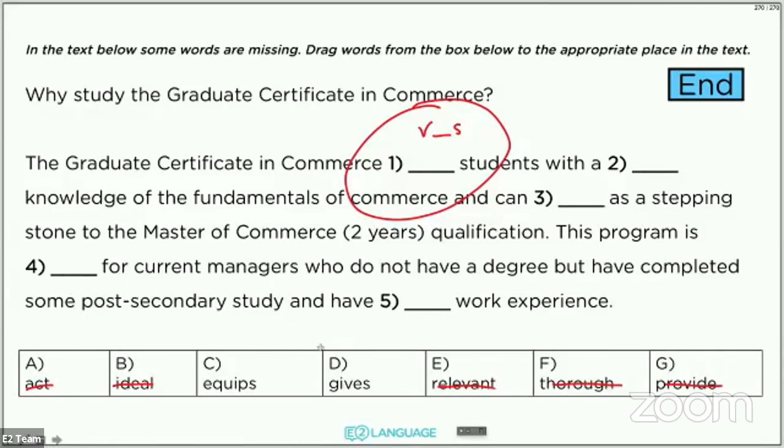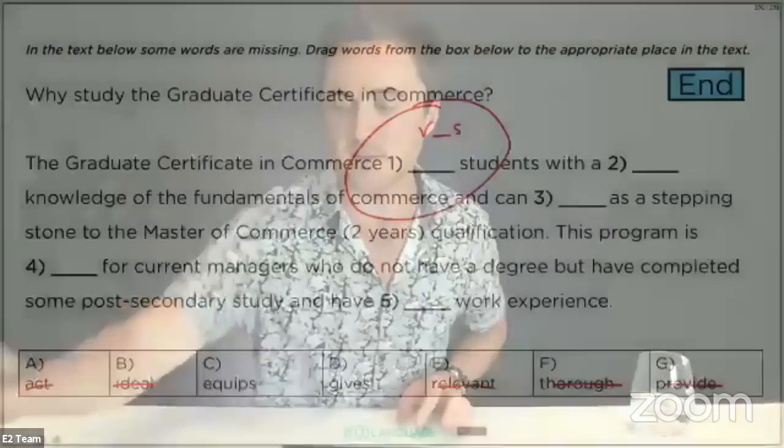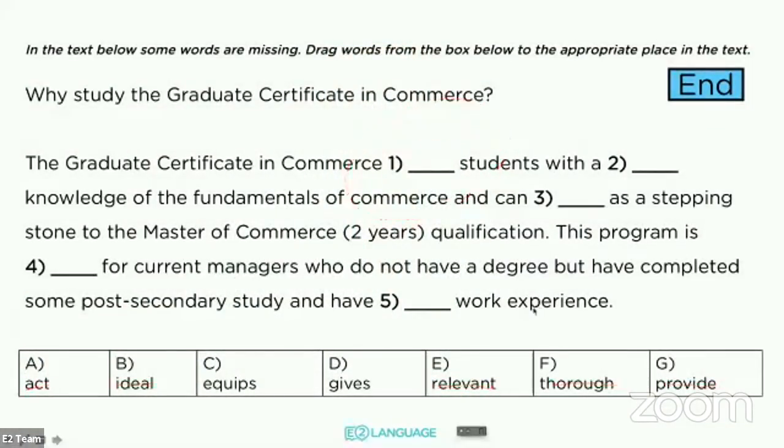If you know your parts of speech, if you can identify word types quickly and go, we need a verb, it's got to be this type of verb. And then boom, it makes your job a lot, well, not easier, but it increases your chances of success.